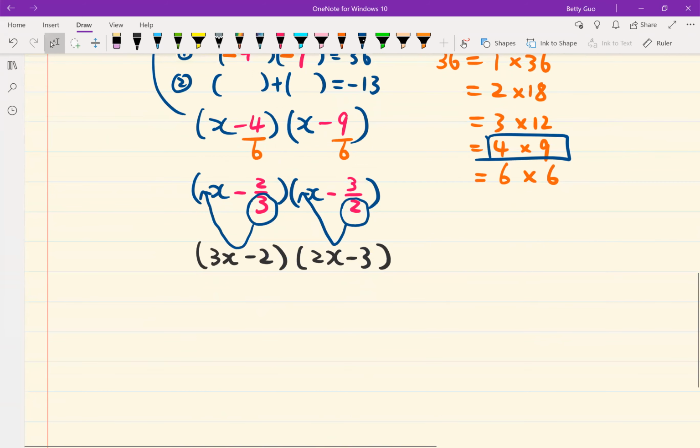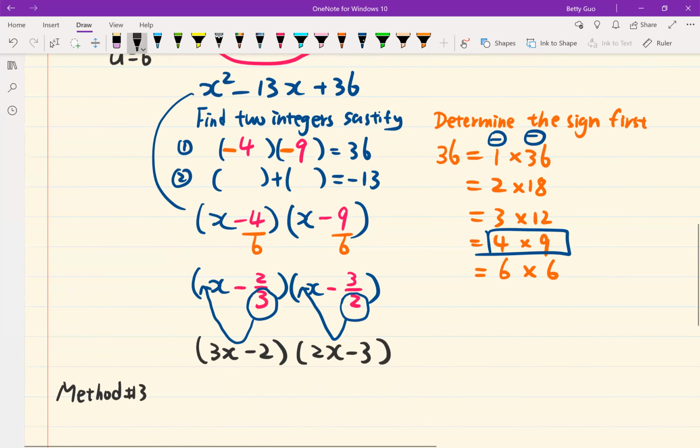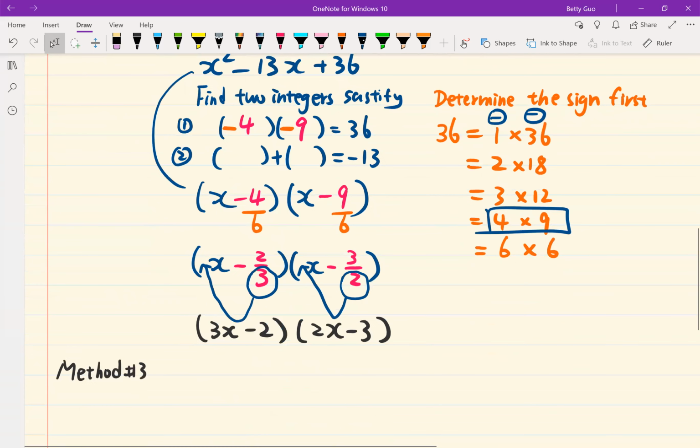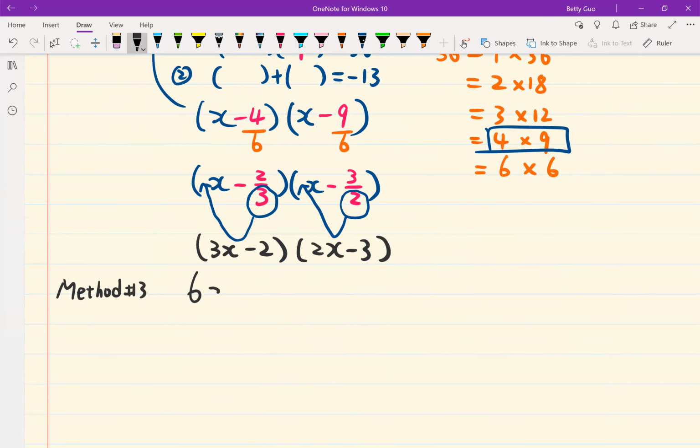Method 3. It's a very fast way to factor a quadratic trinomial with a leading coefficient different from 1. We still use the same problem. It's called a bow tie method. What does a bow tie look like? It looks like this, right? I named this method the bow tie method.